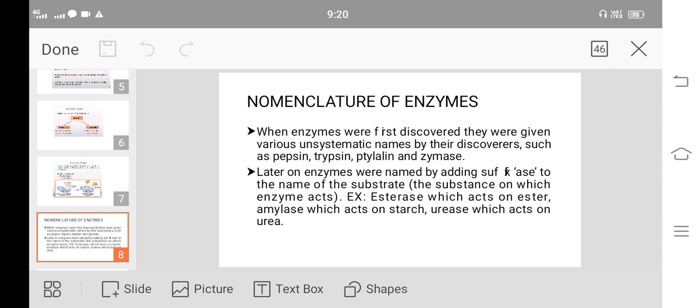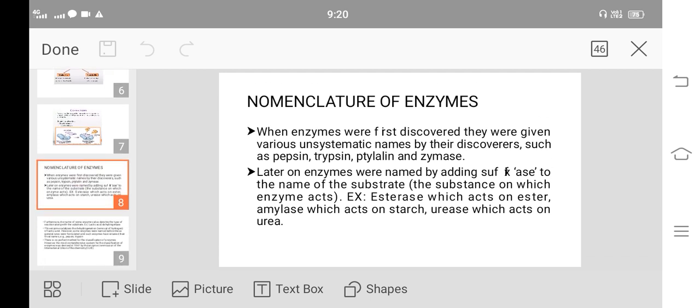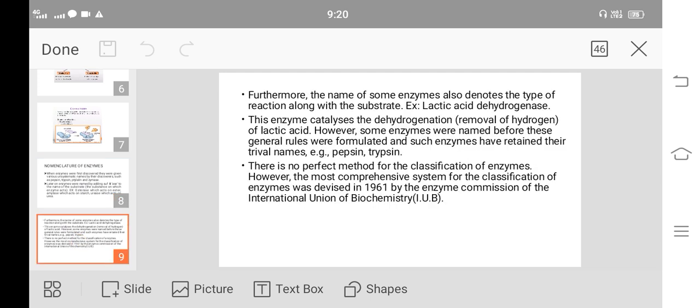Amylase acts on starch. Urease acts on urea. So the name of the enzyme is formed based upon the substrate. Furthermore, the name of some enzymes also denotes the type of reaction. Based upon the reaction, the enzyme's name is given.